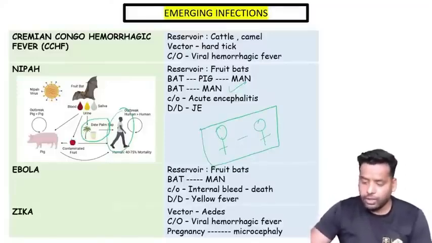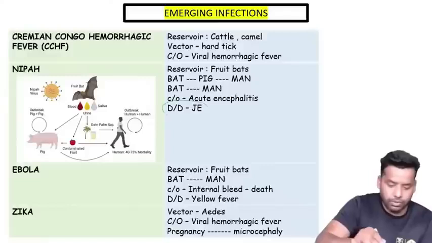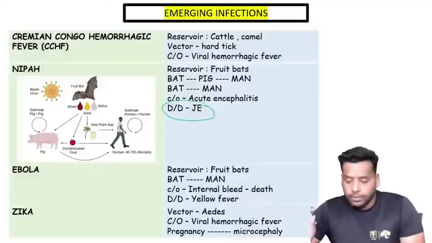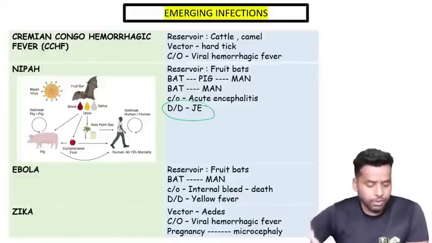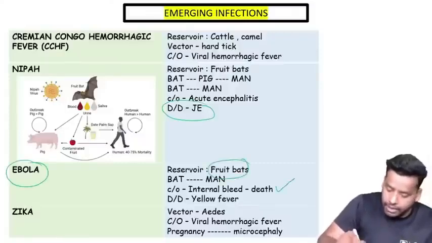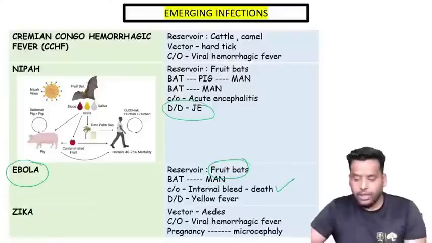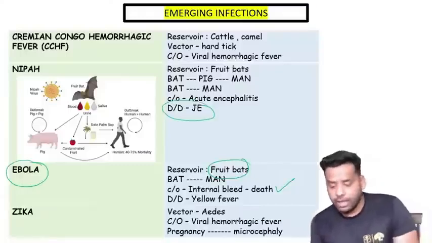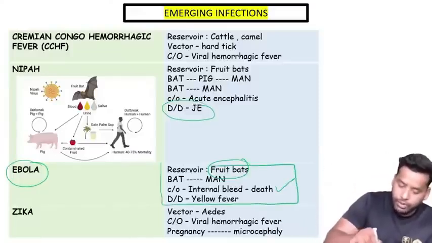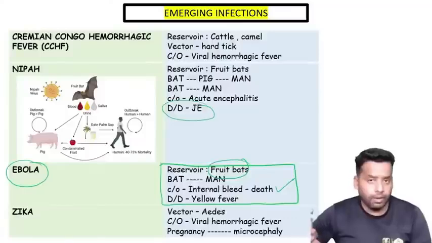What is the differential diagnosis of Nipah infection? Answer my next question. What is the differential diagnosis for Nipah? Japanese encephalitis we are supposed to rule out. But if the question comes like this, exposure to bats, internal bleeding and death, what is the answer? After exposure to bats, internal bleeding, hypotension, shock. If the question comes like this, then it is Ebola hemorrhagic fever. You have to rule out yellow fever. The differential diagnosis will be yellow fever.